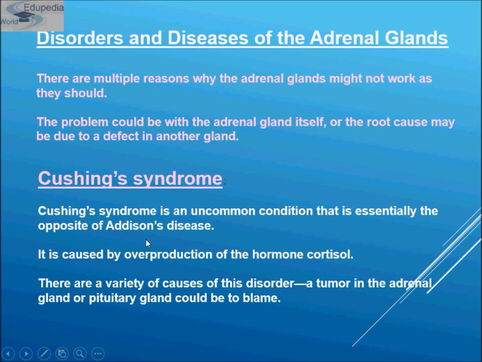In Addison's disease, the disease is caused by the deficiency of mineralocorticoids and glucocorticoids, and it is also caused by destruction of adrenal cortex in diseases such as tuberculosis. Okay, but let's focus on Cushing syndrome first. It is caused by excess of cortisol, which may be due to a tumor of the adrenal cortex. Okay, and there are a variety of causes of the disorder. A tumor in the adrenal gland or pituitary gland could be to blame.